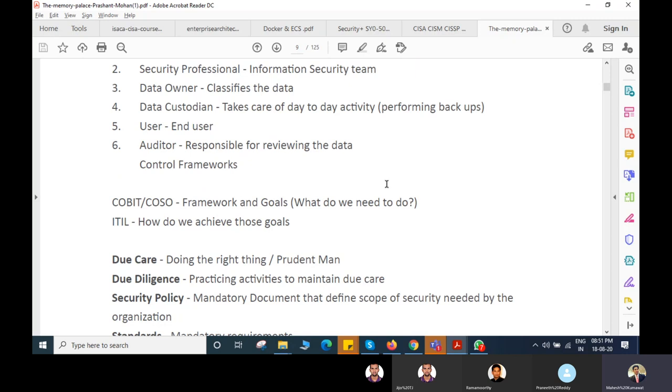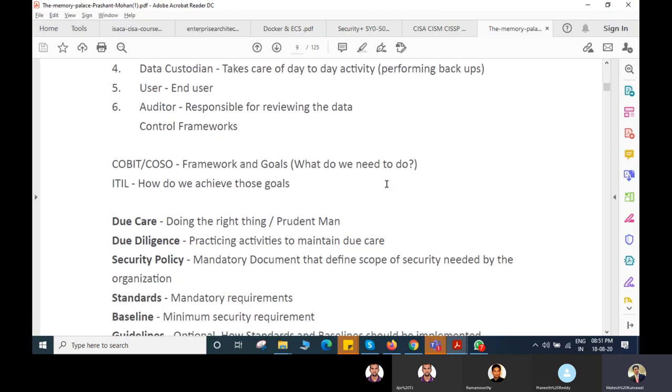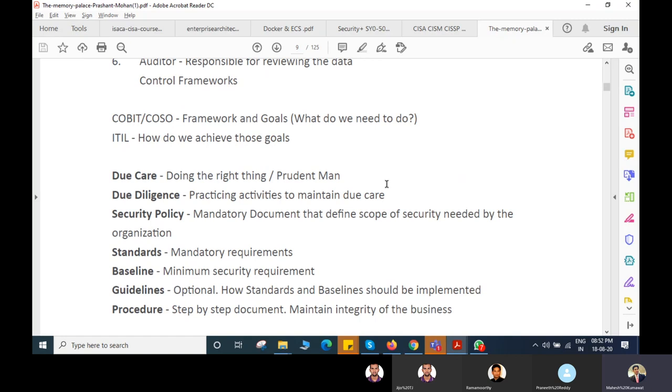And ITIL is to achieve these goals. ITIL is the Information Technology Infrastructure Library. It will let you know what things need to be checked and done. Then we are talking about some new things like due care, doing the right thing, and the prudent plan. It means that you are doing the right things, like a prudent man. Due care means it is your responsibility to do the right things.